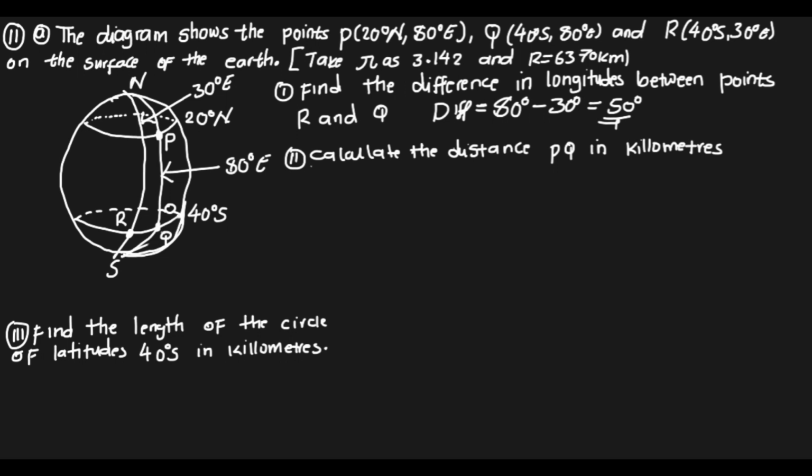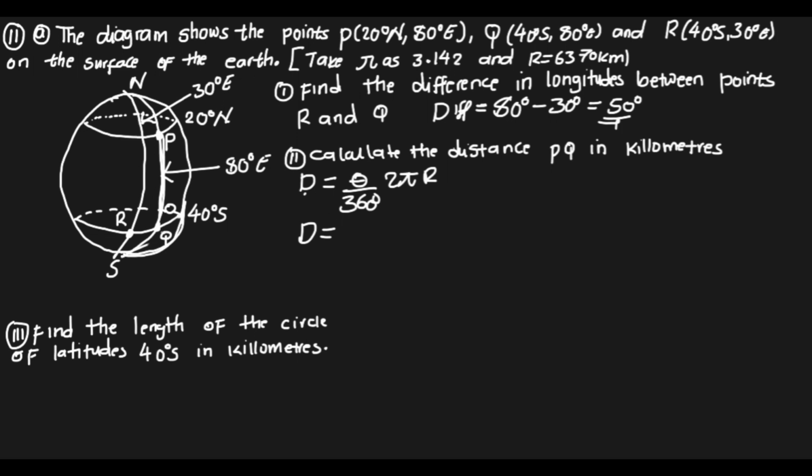Calculate the distance PQ. Now this distance PQ is along longitude. So if the distance that you are calculating is along longitude, you need to find the difference in latitude. So let's look at the formula. The formula is distance is equal to theta over 360 times 2 pi r. Then the theta will be the difference in the latitude.